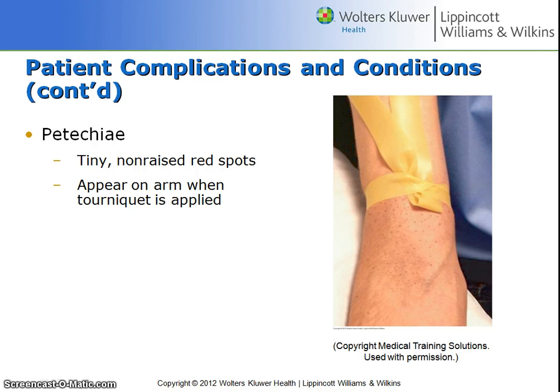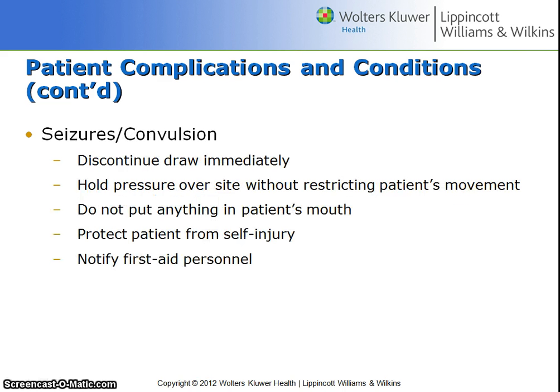Okay, petechiae. These are tiny, non-raised red spots that can appear on the arm when the tourniquet is applied. If a patient has a seizure or convulsion, obviously discontinue the draw. Do not put anything into the patient's mouth, and protect the patient from self-injury.